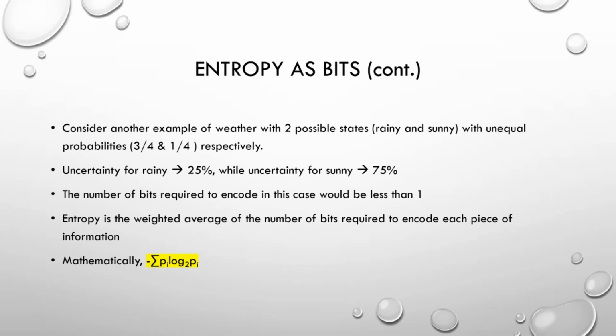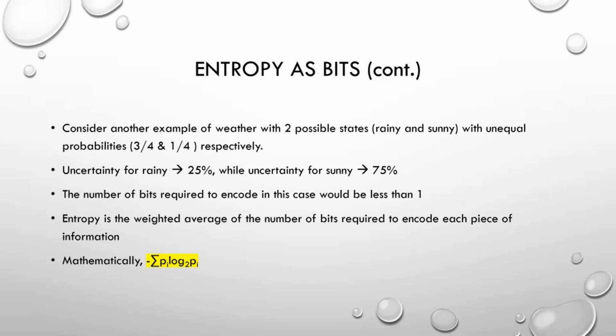But what if, as we mentioned previously, our events are not equally probable? What if our outcomes are unfair or they occur with unequal probabilities? Say a weather with two possible states with probabilities 3 by 4 for rainy and 1 by 4 for sunny. So uncertainty for rainy is 25%, while uncertainty for sunny is 75%. In order to convert an uncertain rainy outcome to a certain outcome, we need to make a jump of 4 times, right? While for an uncertain sunny outcome, we need to make a jump of 4 by 3, right?